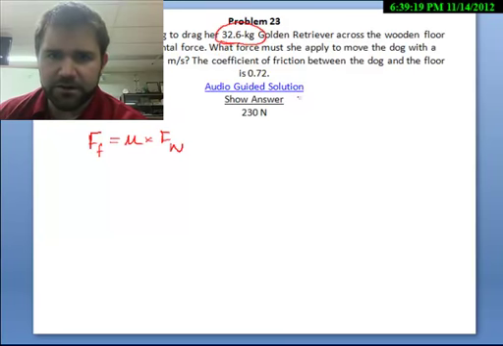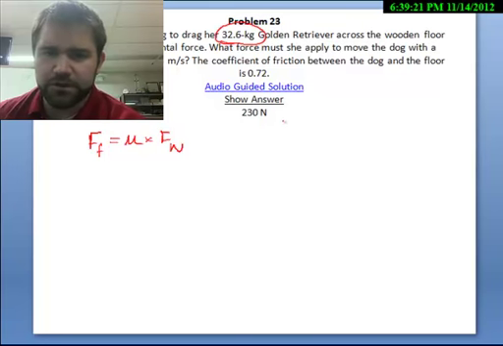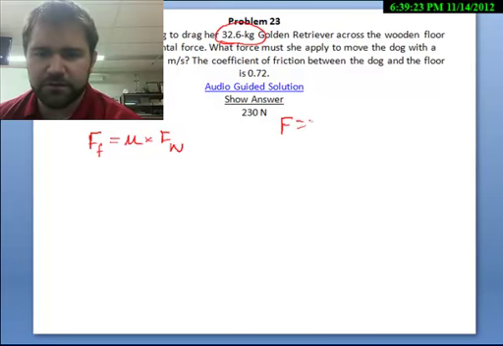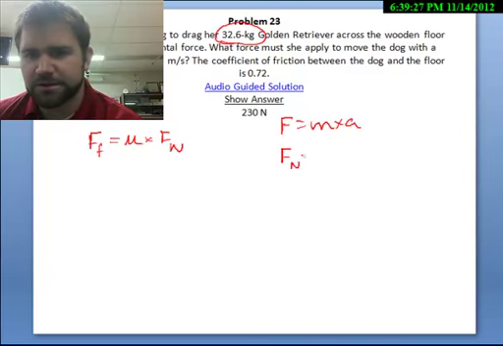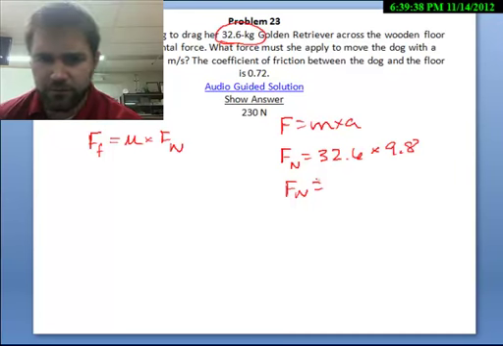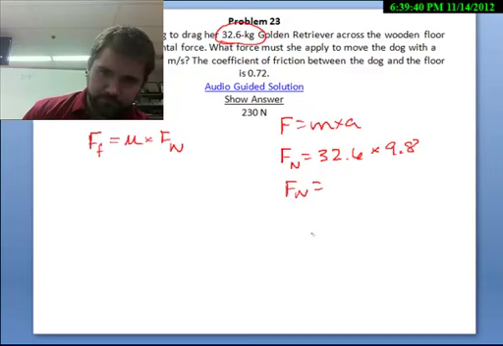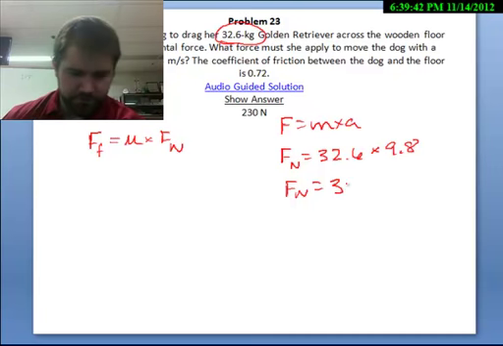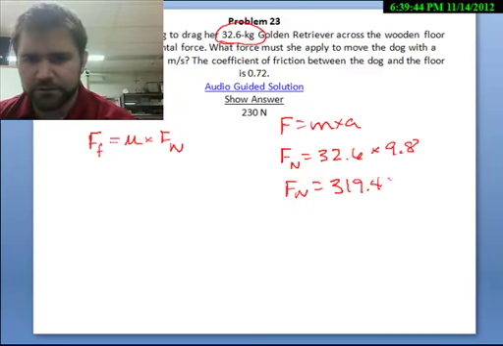So one of the things we're going to have to calculate is the normal force of the dog. And since we're going to assume it's on a flat surface, the normal force of the dog is going to be 32.6 kilograms times 9.8 meters per second squared. Therefore, the normal force will be 319.48 newtons.